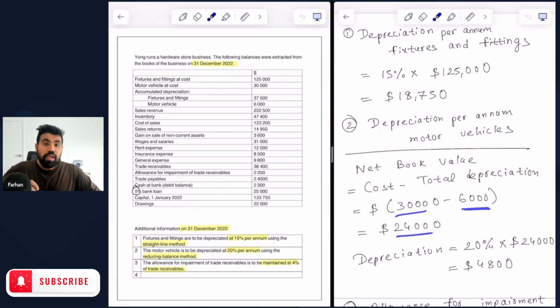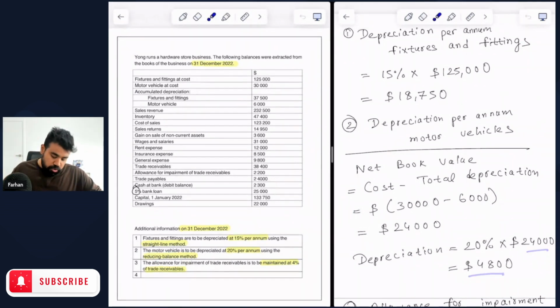Now, we apply the given percentage of 20 on the $24,000, and that is the difference of the reducing balance basis with that of the straight line method, where we use the cost instead. So 20% multiplied on the net book value or carrying amount of $24,000 gives us $4,800.